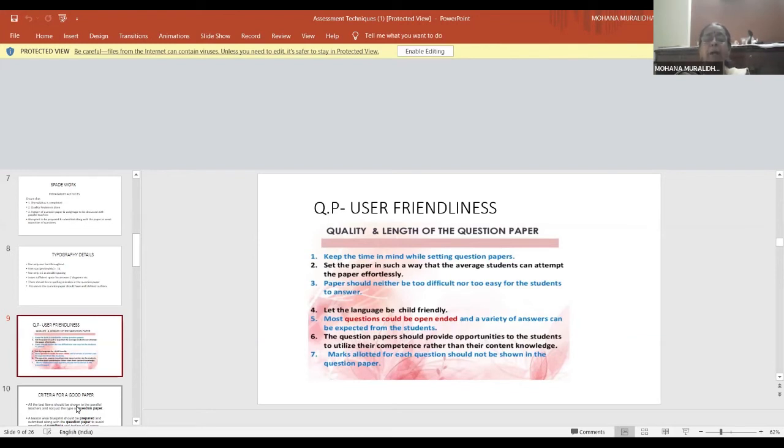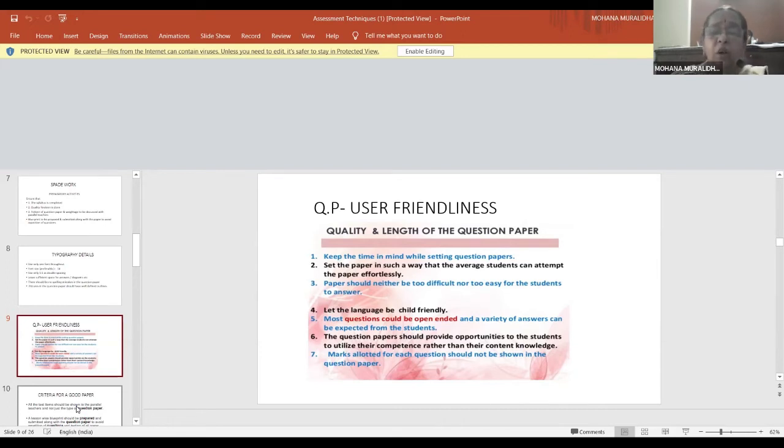And the paper should be neither too difficult nor too easy for the students to answer. That we all know. Let the language be child friendly. There should not be a language hindrance. Let the language be child friendly. A Marathi student must have the question written in Marathi. Of course, it should be written in English. So let the paper which is going to be set be in such a way that the language is not a barrier. Language should be child friendly.